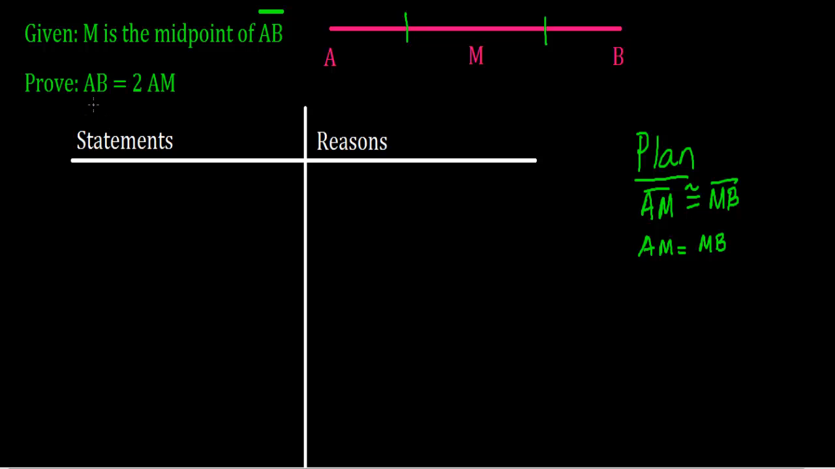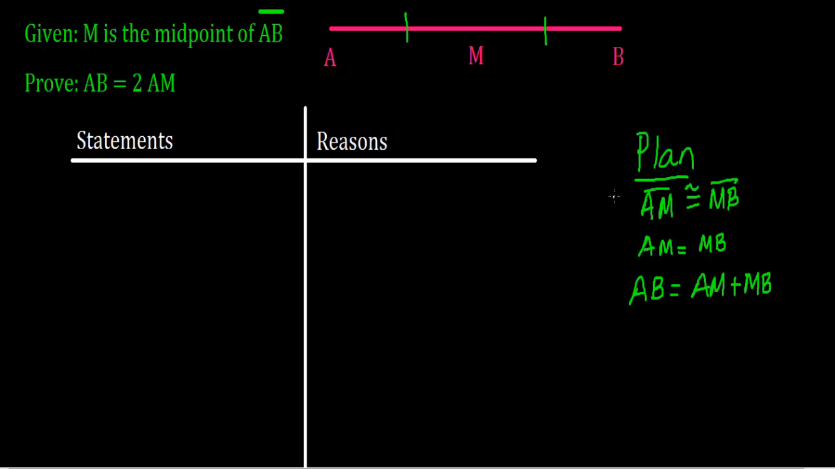Now, here's what I'm going to do. Since they're talking about AB, which is the whole thing, equaling 2 times AM, I'm going to use the segment addition postulate to say that AM plus MB is equal to AB, because I know I need an equation that has AB in it. The only way I can end up with an equation that has AB in it is by using the segment addition postulate. So I can state that AB is equal to AM plus MB.